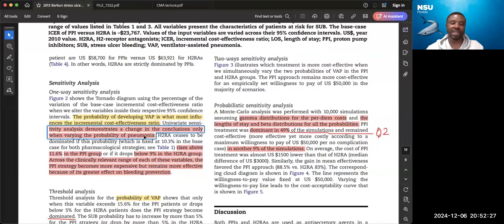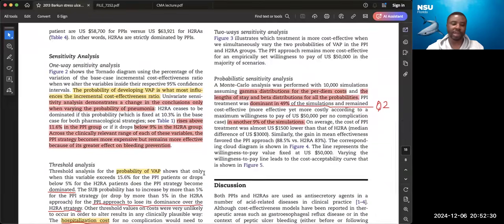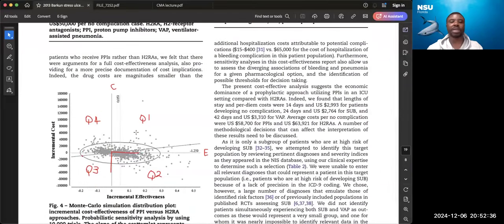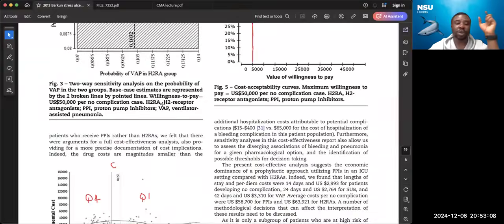So all that this part is saying is, let me go back to that diagram, where I showed you which part is dominated and all that. So all that is saying is that if you change the 10.3 to 11.6, and if you change the 10.32 to, for example, 6, the PPI changes from this quadrant here to this quadrant. It becomes more expensive, more effective. So it depends on you to decide whether you want to pay for the extra benefits.